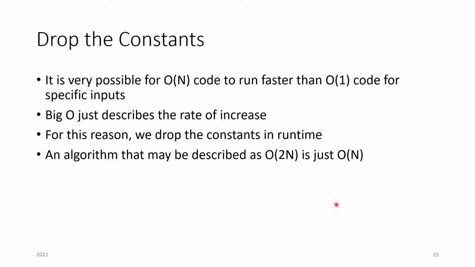If it's quadratic in nature, it'll be O of n squared. If it's cubic in nature, it'll be O of n cubed. If it's logarithmic in nature, it'll be O of log n, and so forth. We just care about the nature of it. We care about the specifics when we're using big O notation.